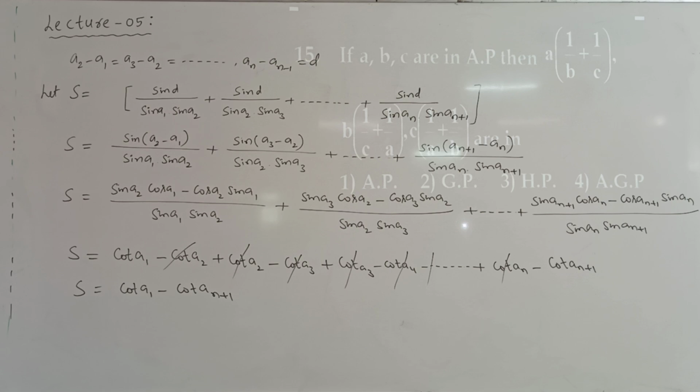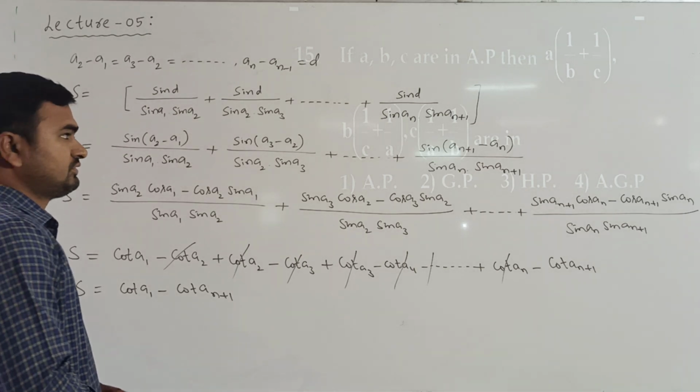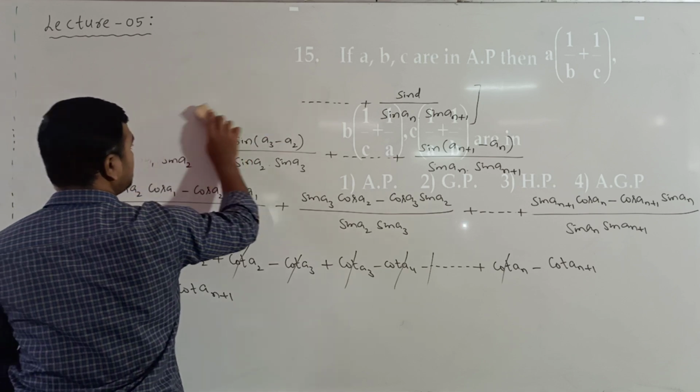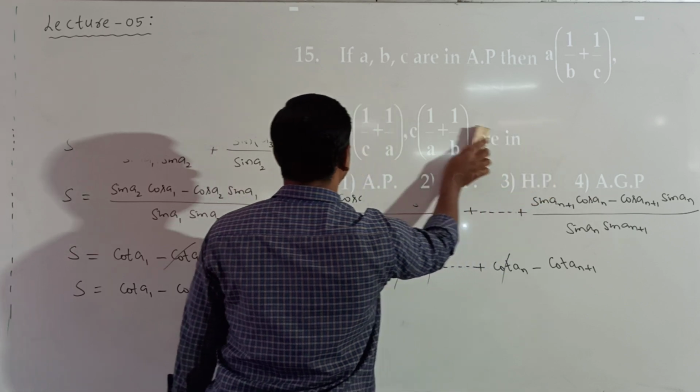See next question. If A, B, C are in AP, then A into (1 by B plus 1 by C), comma, B into (1 by C plus 1 by A), C into (1 by A plus 1 by B) are in which type of progression? So given that A, B, C are in AP, using that we have to find these terms are in which type of progression.